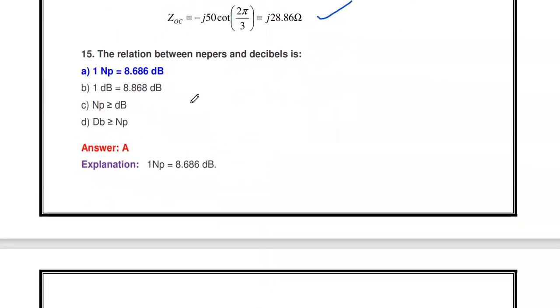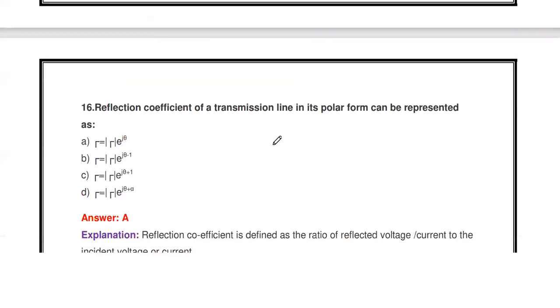Then the next question: the relation between nepers and decibels. This is the unit for power loss, return loss, power loss in a transmission line. So what is the relation between decibel and neper? 1 neper equals 8.686 dB. This is the relation between nepers and decibels.